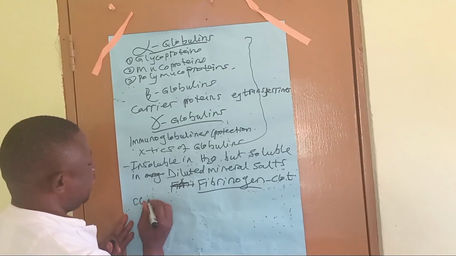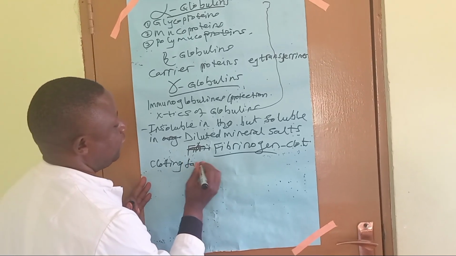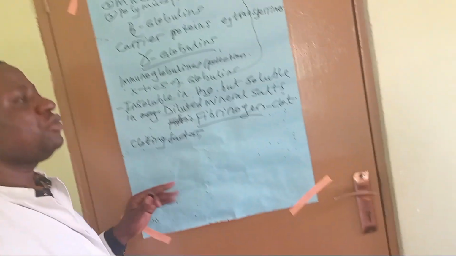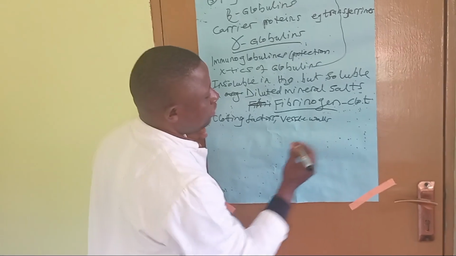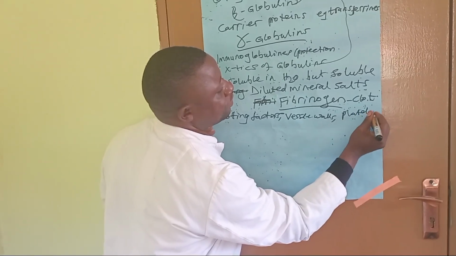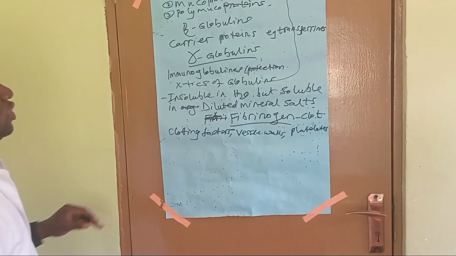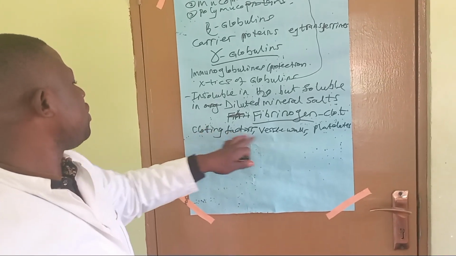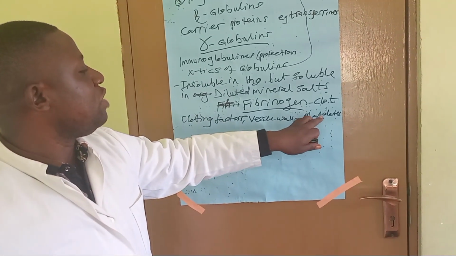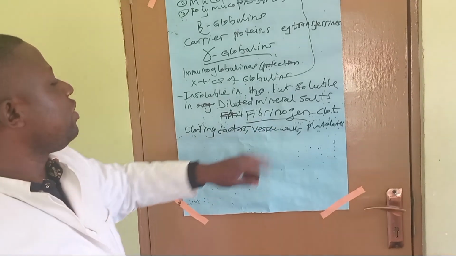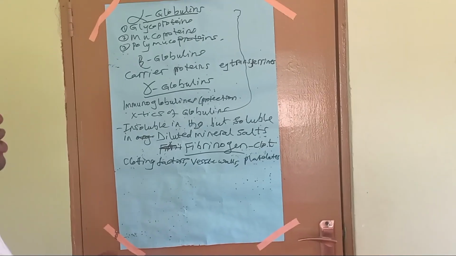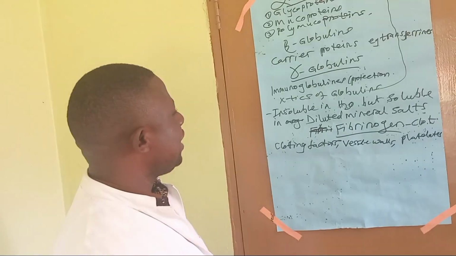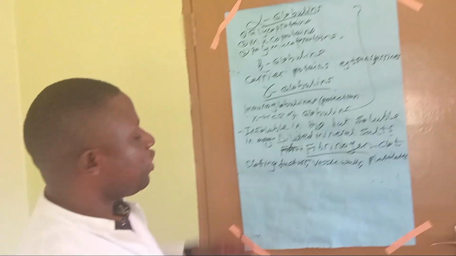They work in combination with the clotting factors and the platelets. So these ones work hand in hand with the clotting factors, the platelets, and the vessel walls to bring about clotting, to heal the wound. So that is it, all about the plasma proteins.